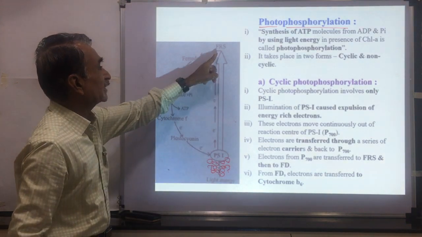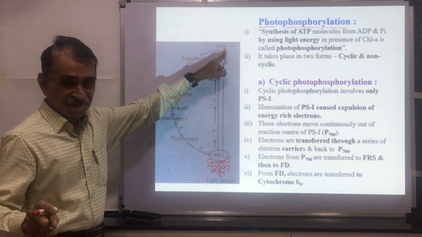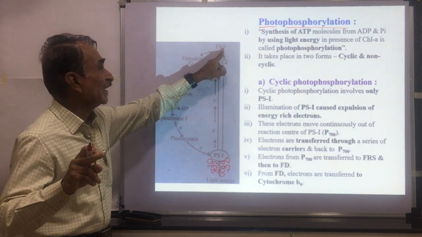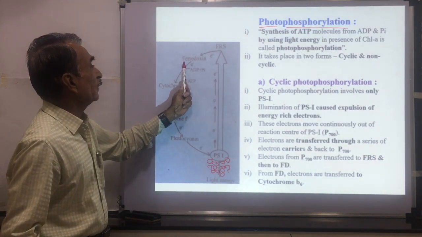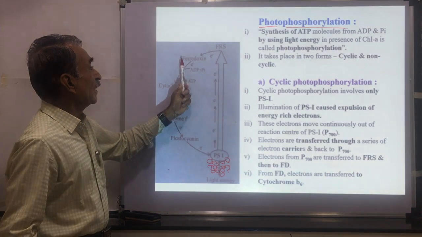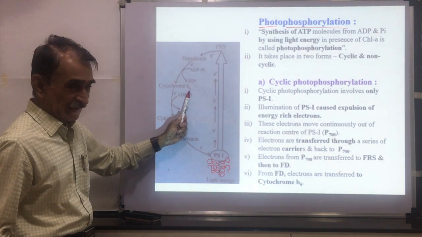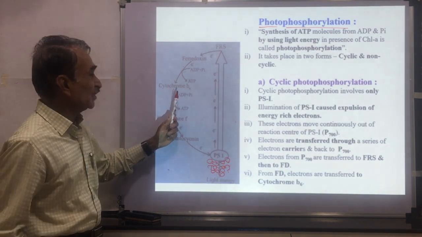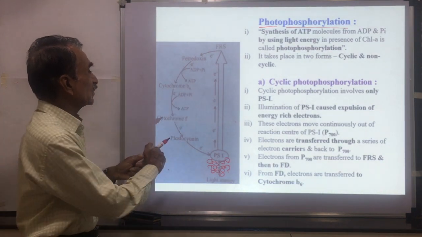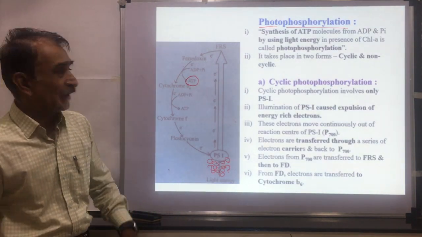These electrons are accepted by FRS, meaning ferredoxin reducing substance. Then these electrons are given to ferredoxin. From ferredoxin, electrons are accepted by cytochrome B6. During the transfer of electrons, they lose energy. This lost energy is used for the formation of one molecule of adenosine triphosphate.